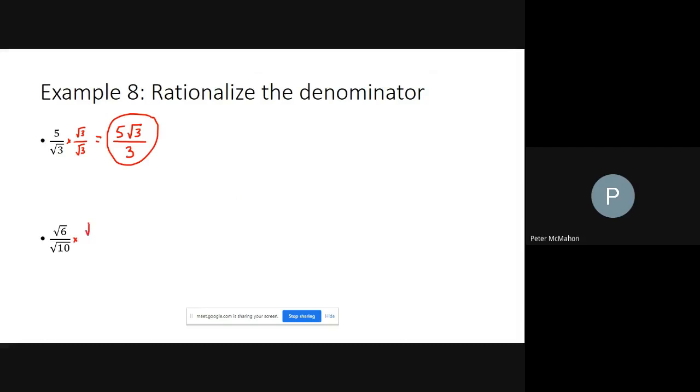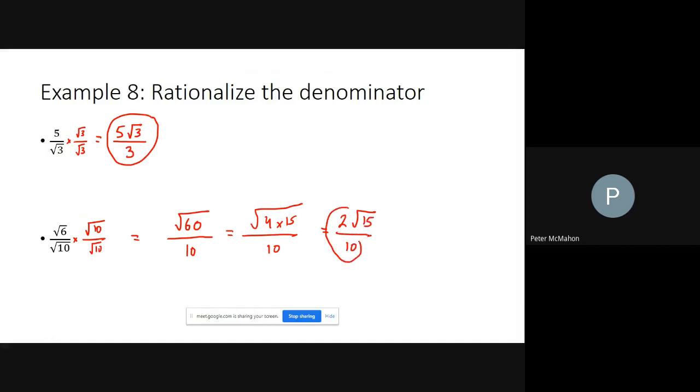Similar idea here. I can go times root 10 over root 10. That means my numerator becomes square root of 60, over root 10 times root 10, which is root 100, which is 10. Now, 60 is the same thing as 4 times 15, and the square root of 4 is 2, so we get 2 root 15 over 10. And now I can simplify this fraction. 2 over 10 is the same thing as 1 over 5, so I'm just going to put a 1 over 5, which becomes root 15 over 5, and this is the simplified version of this answer over here.